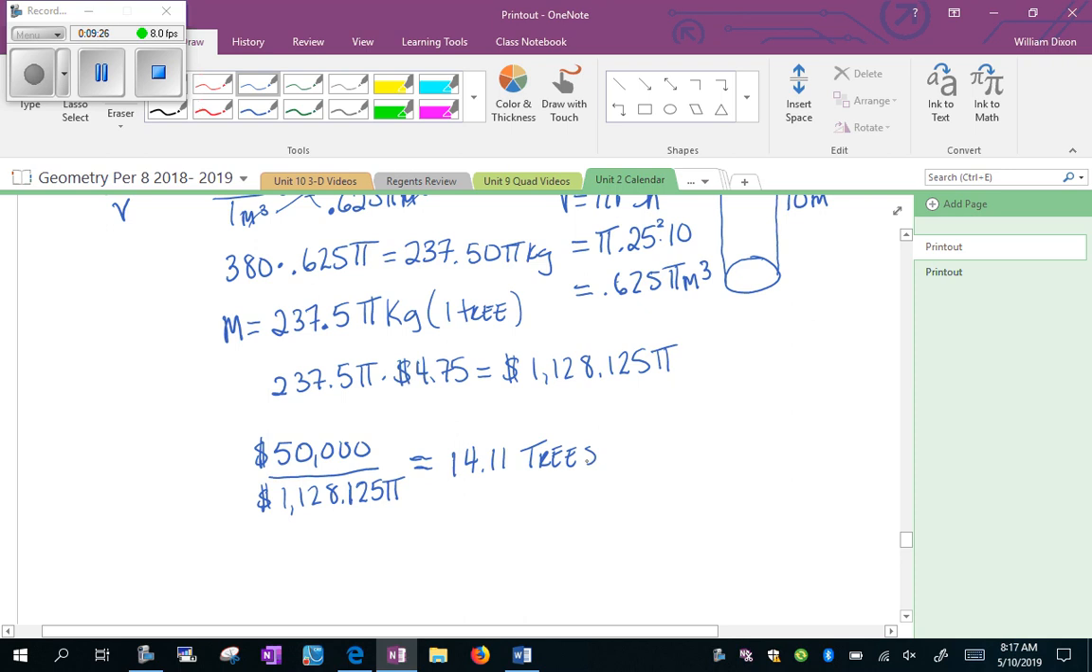Something very important: you want to make at least $50,000. So if you're going to round this, the thought is to round it to 14, but if you sell 14 trees, then you're not going to make the $50,000. So your answer is going to be 15 trees. All right, not too bad.